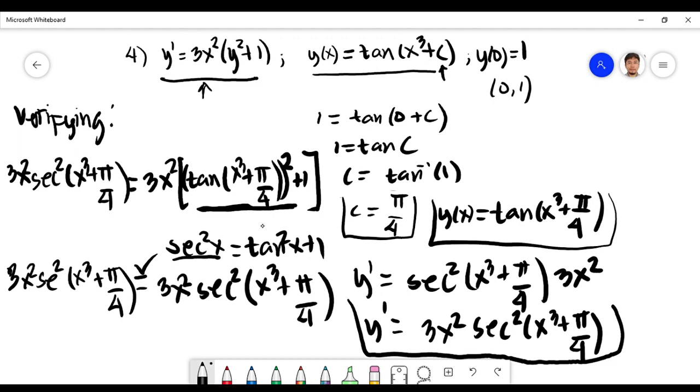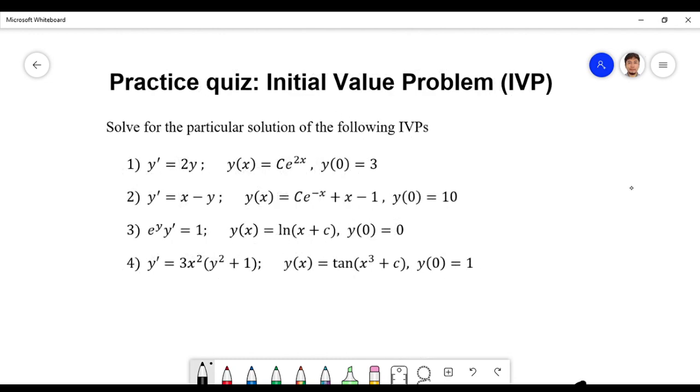So our particular solution y of x equals tangent of x cubed plus pi over 4 is a solution of our differential equation y prime equals 3x squared times y squared plus 1 that passes through point (0, 1). So that is the answer for the practice quiz on initial value problems.